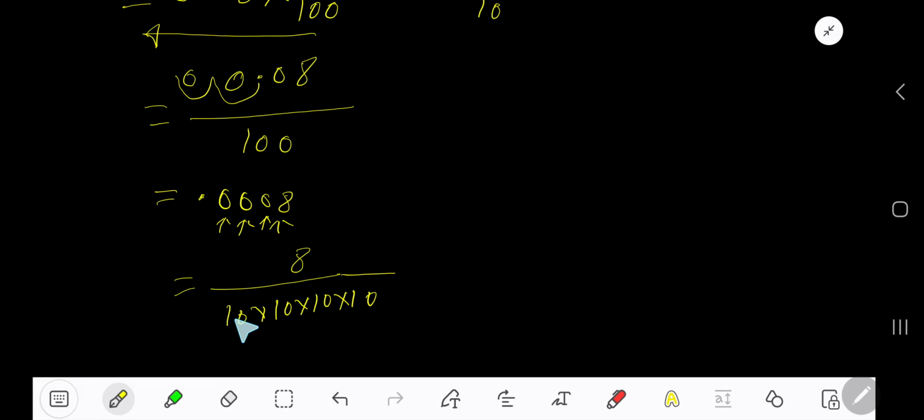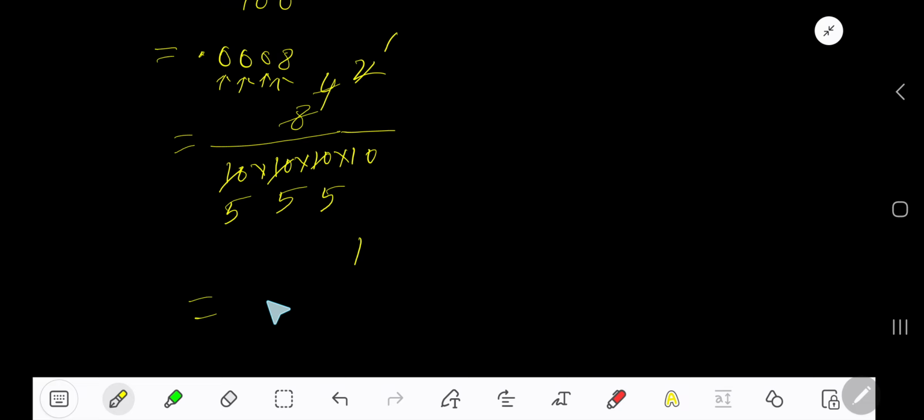This is divisible by 2. This is divisible by 2. We get 4. We get 5000. This is divisible by 2. This is divisible by 2. We get 2 and 2500. This is also divisible by 2. This is also divisible by 2. We get 1 and we get here 1250.